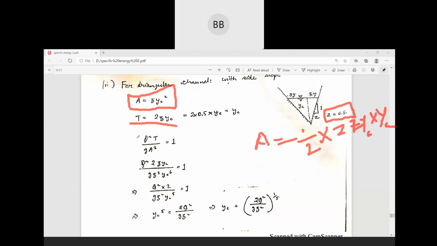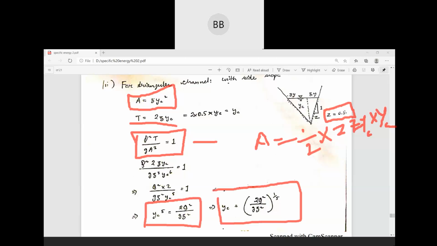Then again we consider q square T by g A cube equal to 1, the critical flow condition. In place of top width, we put the expression twice zyc, and for area, we substitute zyc square. Simplify, and you find yc to the power 5, you will get this. We only have to consider this critical flow condition equation, and substitute the area expression and top width expression. You will get this expression directly. So for solving the numerical, you need not derive this. You can directly use this expression and find the yc value.